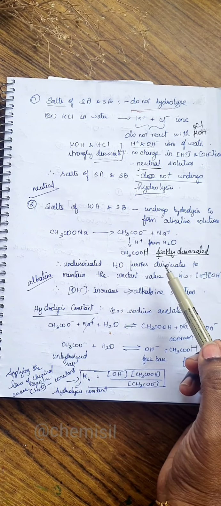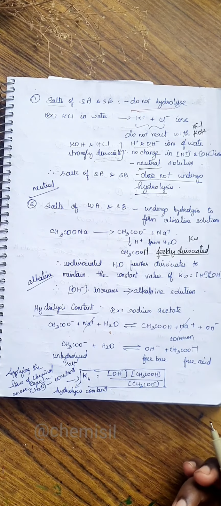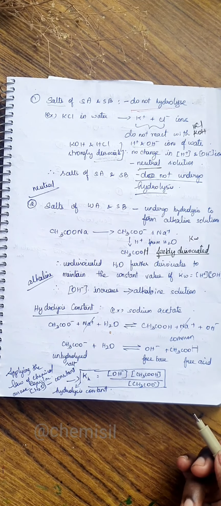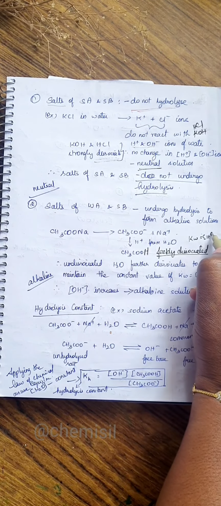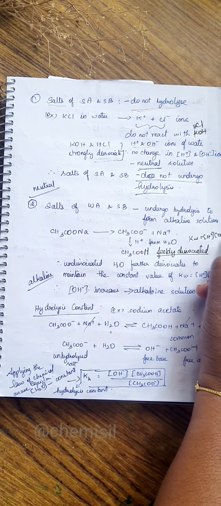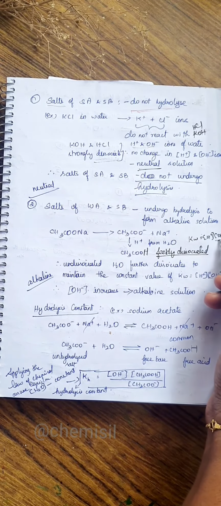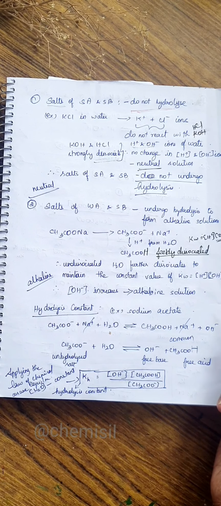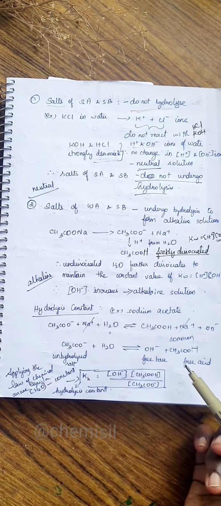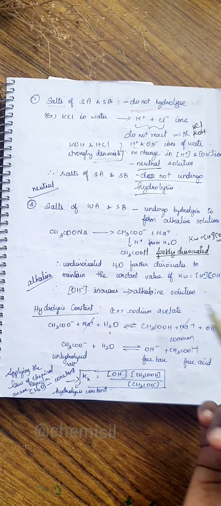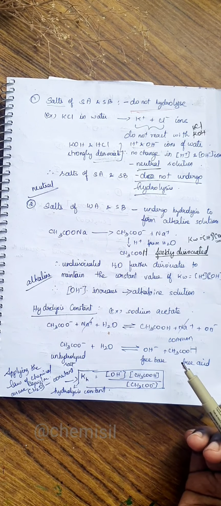Now, the undissociated water further dissociates to maintain the constant value of Kw. You already know what Kw is. It is the product of H plus ion and OH minus ion concentration. So in order to maintain this constant, the OH minus ion concentration goes on increasing and the solution will remain alkaline. You have to explain it in that way.